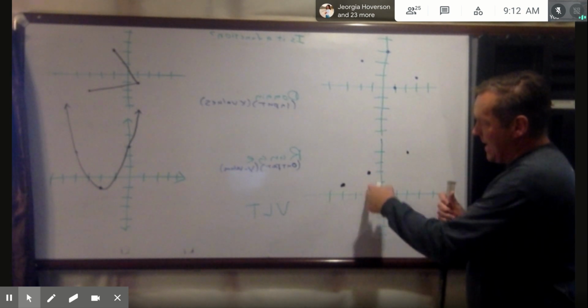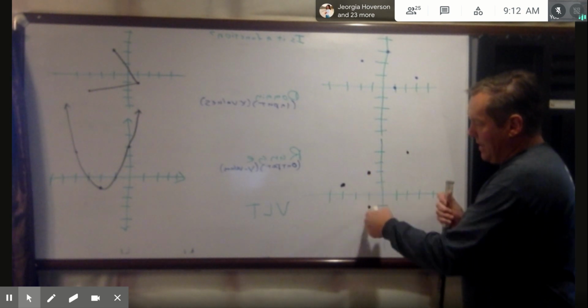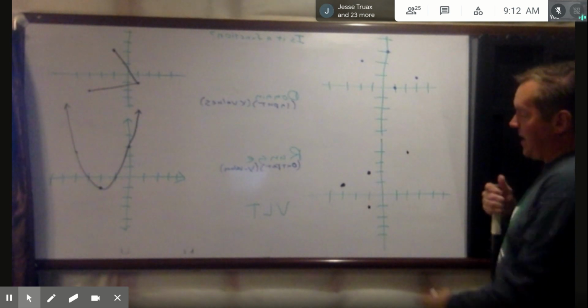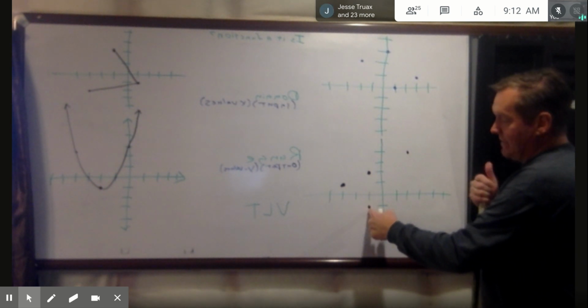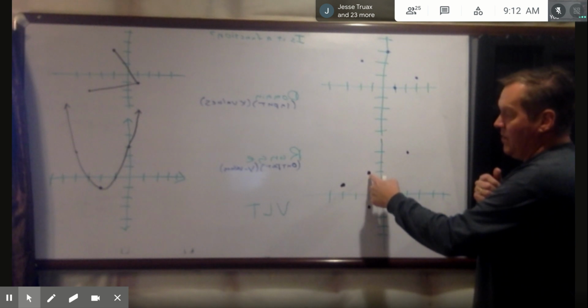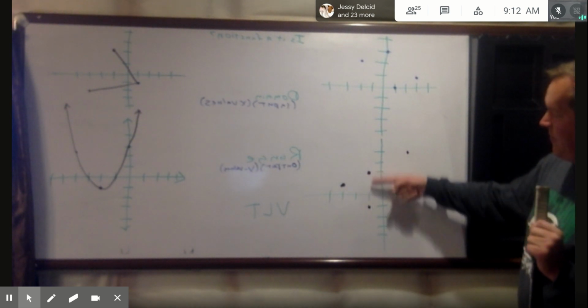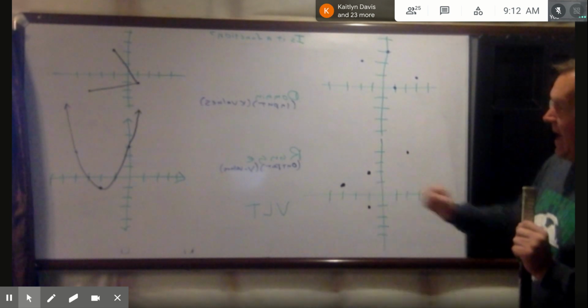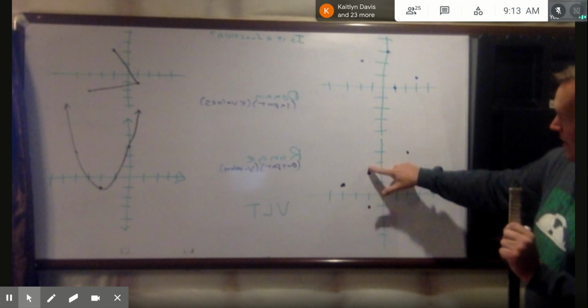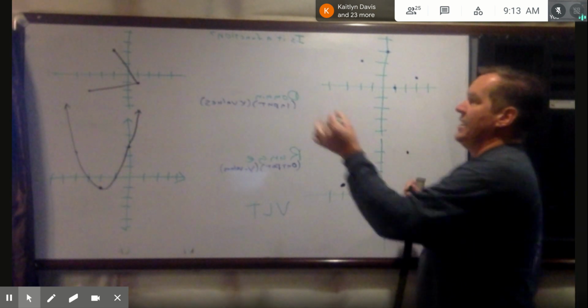I have one on top of the other. The x value here is 1 at y is -1 and x is 1 when y is 2. The x value has been assigned 2 different y values. That's bad. So because there's 2 right on top of each other, that is a no.